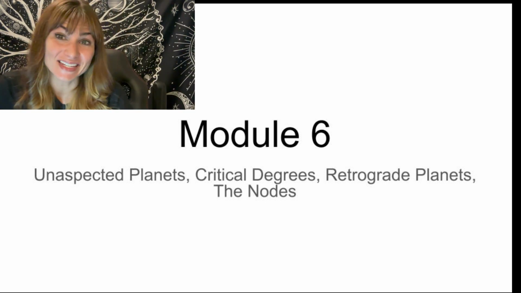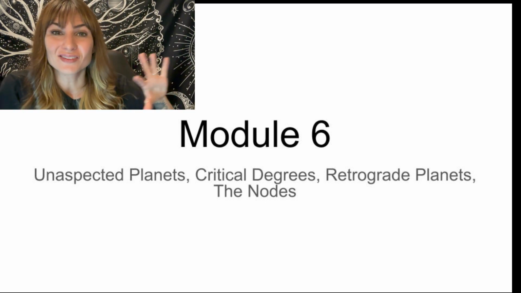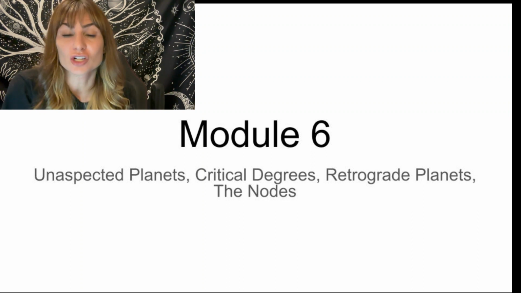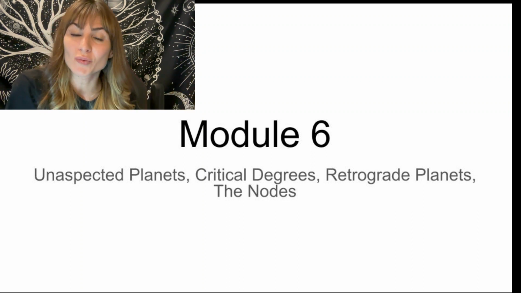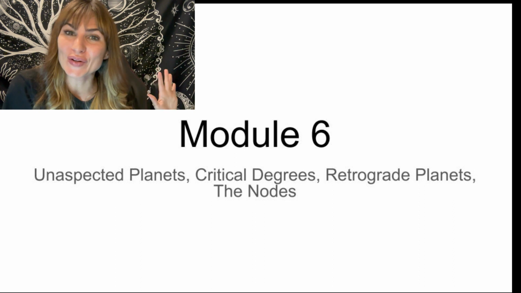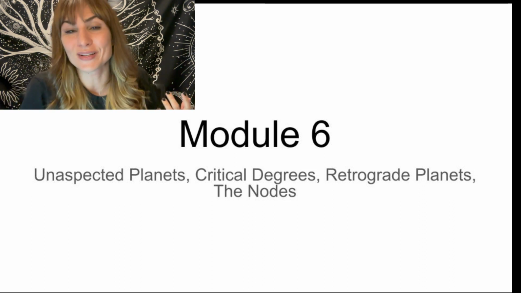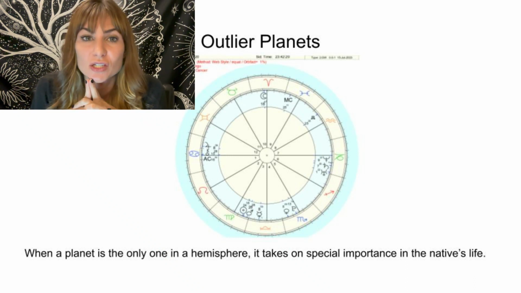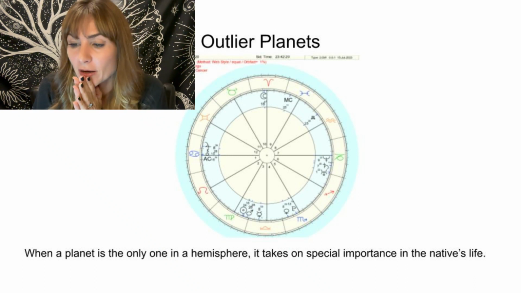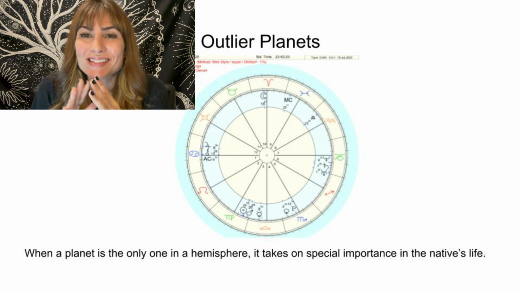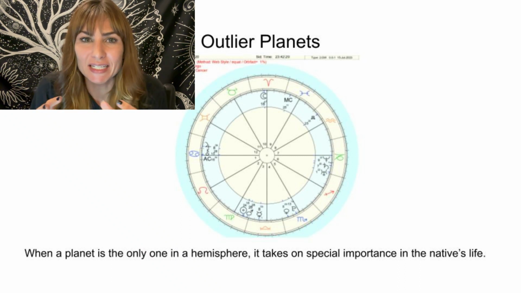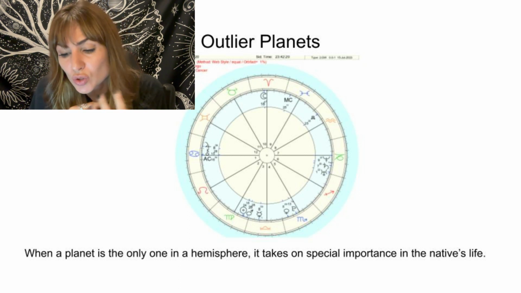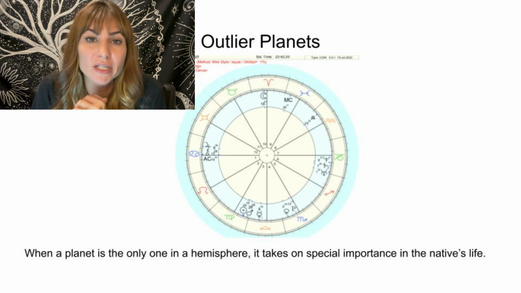Okay, class 6. So we're in the final little bit of information before we start interpreting charts, because you should have all the groundwork now, just a few little final things, and then we can start doing synthesis interpretation. So outlier planets are the first thing that we're going to talk about. And when it's the only planet in a hemisphere, it's going to really show up loudly in a chart.